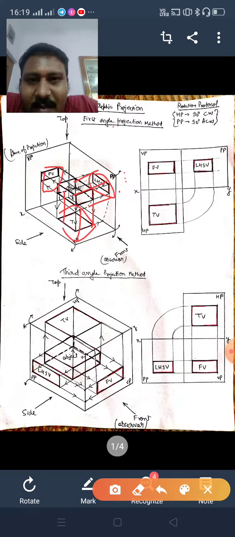Now just drawing this, since this is how much above the XY line, means how much above HP, and this is how much in front of VP, this distance. Both the distances you have to measure here, above HP, this is in front of VP. Now you can draw the front view and the top view.